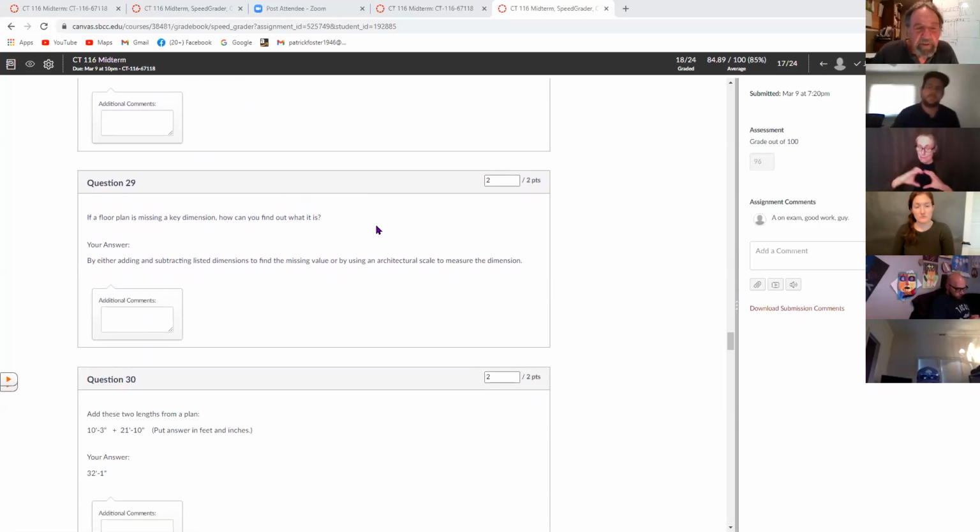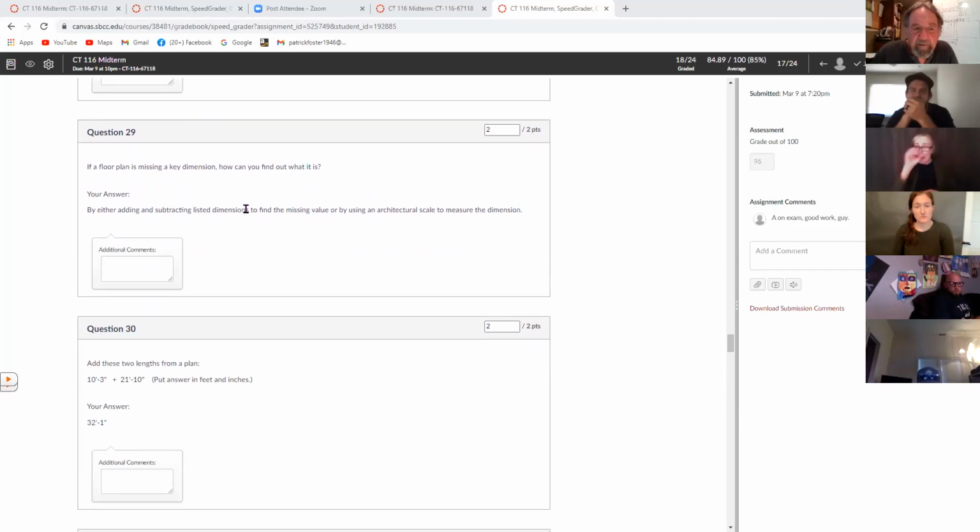29, if a floor plan is missing a key dimension, how can you find out what it is? Most of you got this. You can add and subtract if there are neighboring dimensions. Sometimes you can do that and find the missing amount you're looking for, or you can just take your scale. Either of those was an okay answer. Some of you put both. You can just take a scale and measure it yourself.